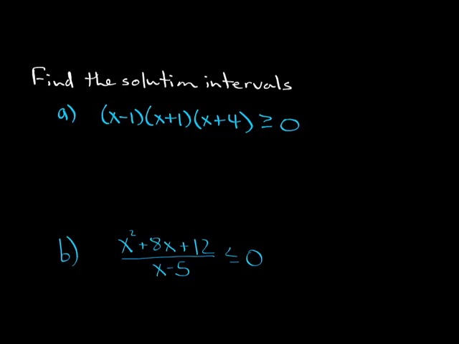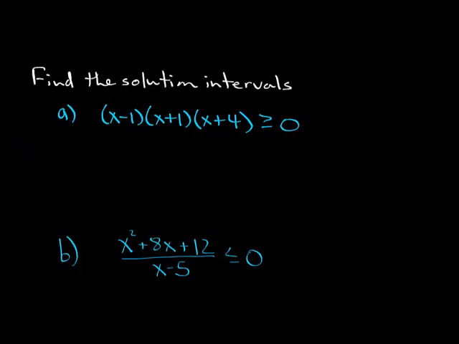Okay, so we want to find the solution intervals for these types of inequalities. In other words, inequalities that aren't linear. So here's the approach we take. We first of all find boundaries. We'll do this polynomial one first. We find boundaries, and we set this equal to 0.